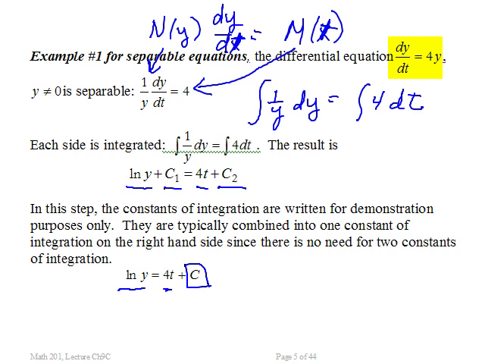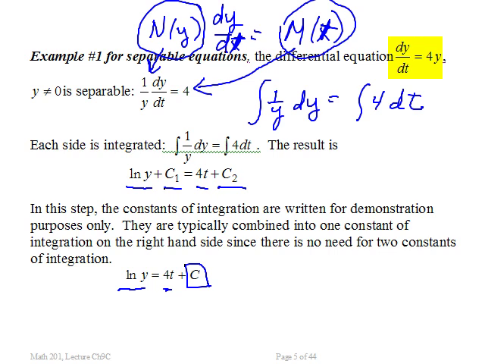I hope you saw what I did there. I put all of the y terms over here with dy/dx. On the other side of the equal sign, I put all of the x terms. I can separate this out: I've got n of y times dy equals m of x, or m of t times dt.